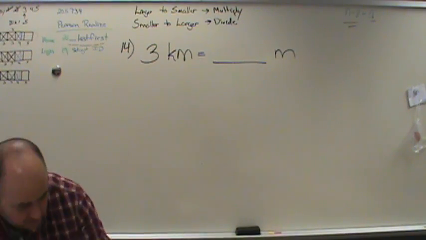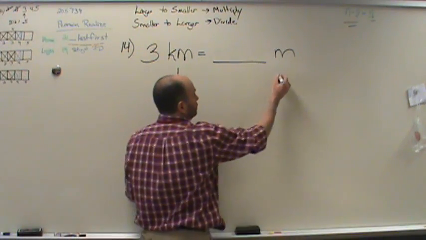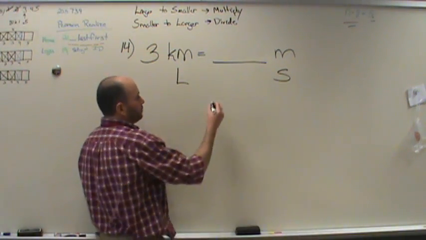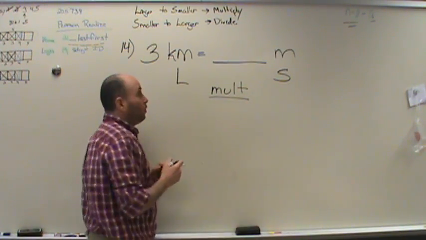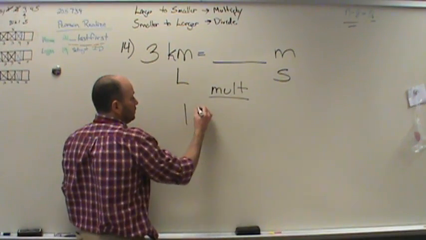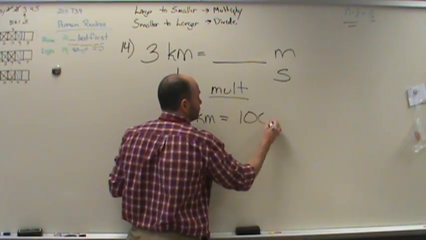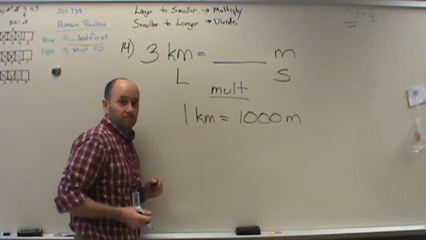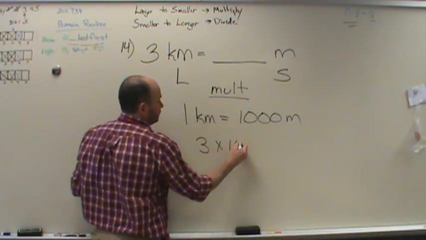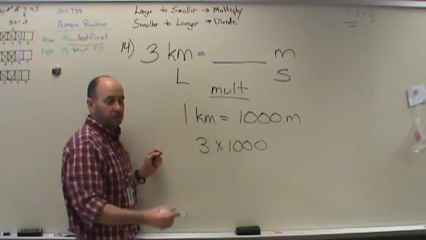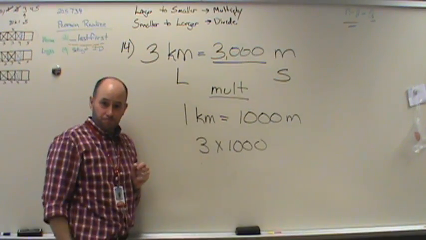All right, here we go. Again, this is an example of going from a larger to a smaller unit, which means you are going to multiply. We know that 1 kilometer equals 1,000 meters. So that means we're going to multiply 3 times 1,000. So our answer for this one is 3 kilometers equals 3,000 meters.